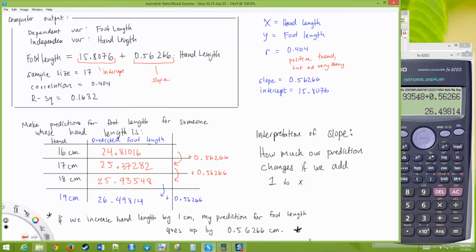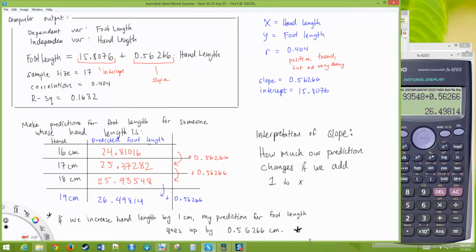If hand length changes by 1 centimeter, how much does foot length change by? That's what this slope tells you. It doesn't tell us much else. Okay, that's the only thing it tells us. Can we make predictions by just graphing? You can make predictions by graphing, but you're not going to have as much precision there. Okay?